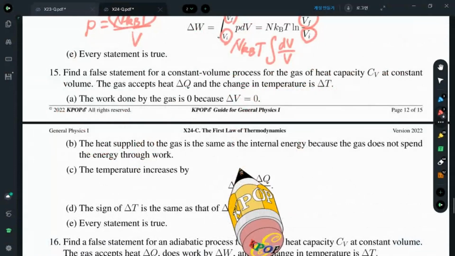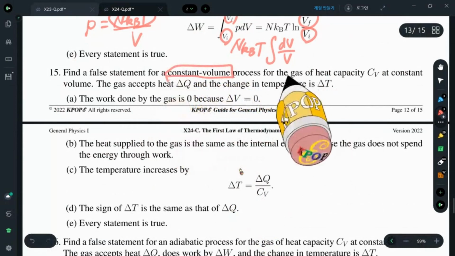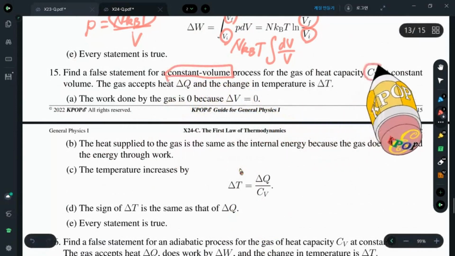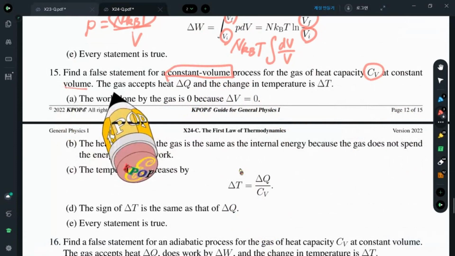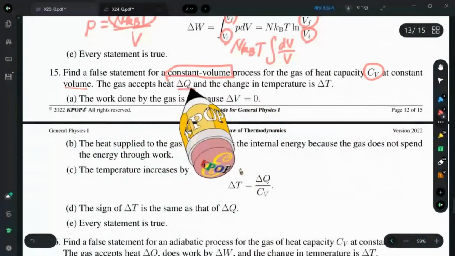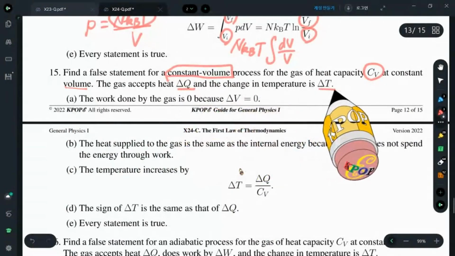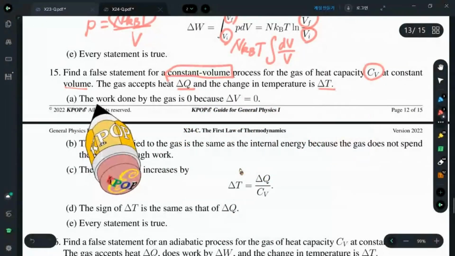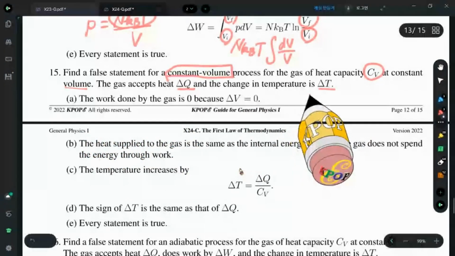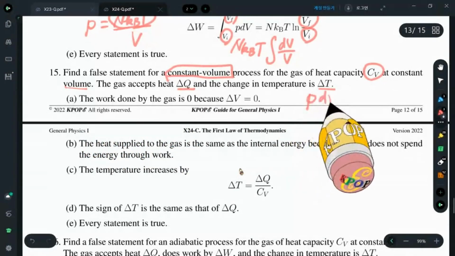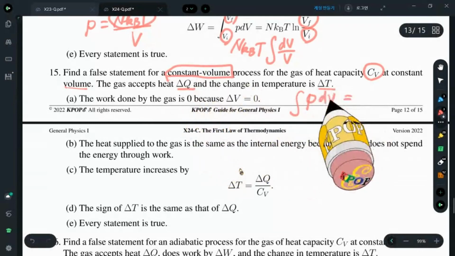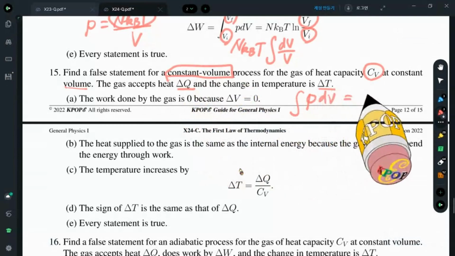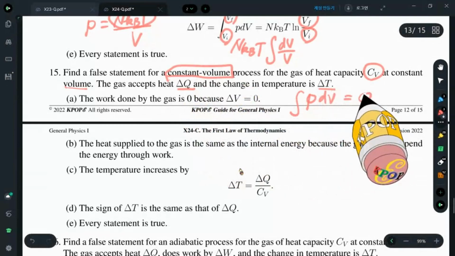15. Find the false statement for constant volume process for the gas of heat capacity CV at constant volume. The gas accepts the heat delta Q and the change in temperature is delta T. Okay, the work done by the gas, P dV integral, constant volume. The integral doesn't exist. This V doesn't change, so it is 0.